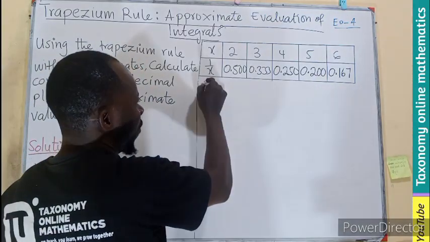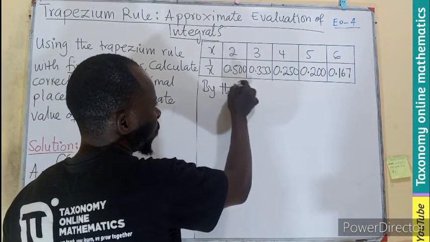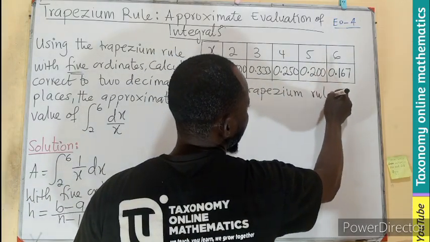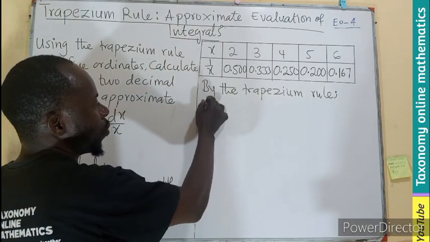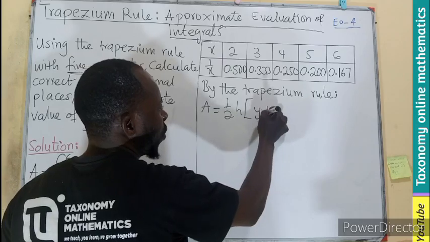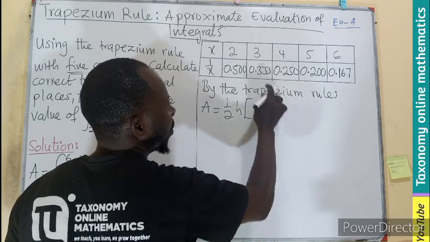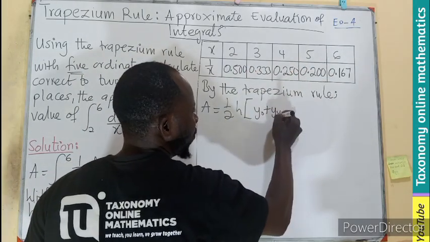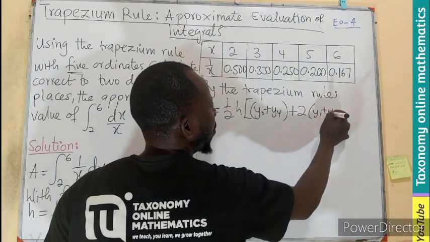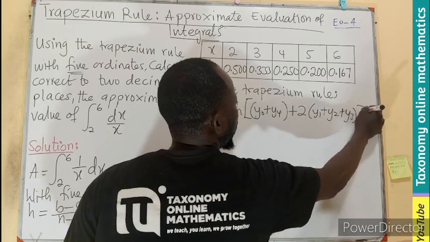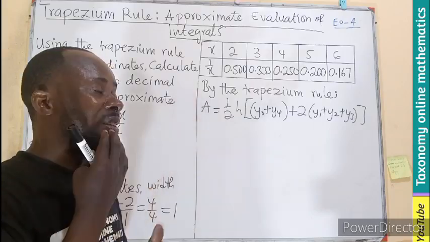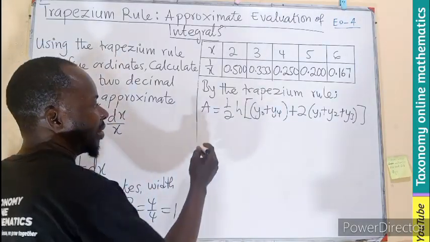So we can put in our formula. By the trapezium rule, your area becomes half the height times y0 plus y4, plus 2 times y1, y2, y3. We are picking them all: the first, the last, then twice the middle ones. So let's do the substitution.